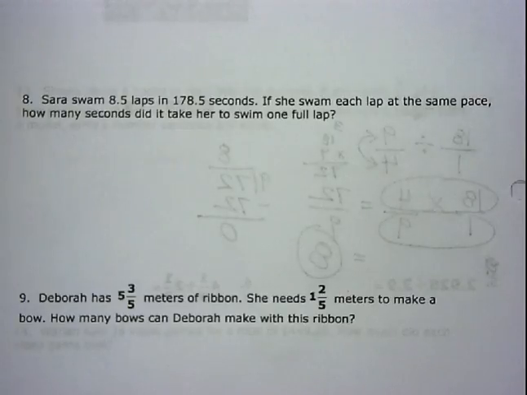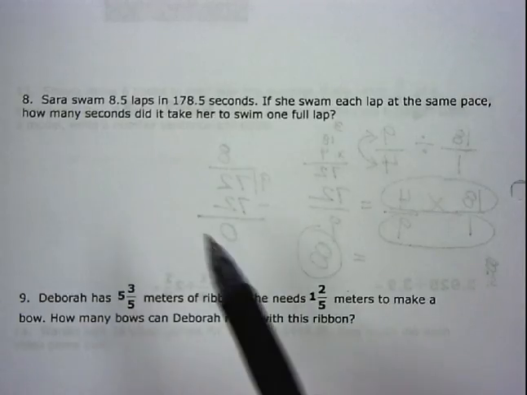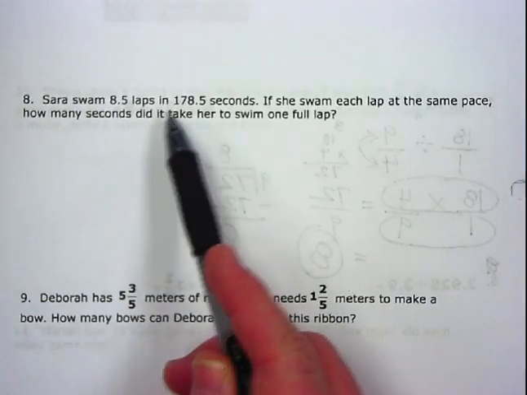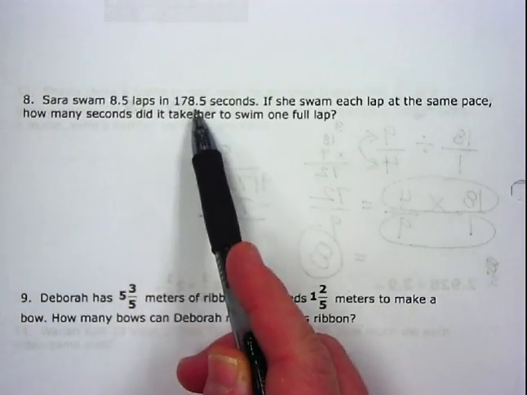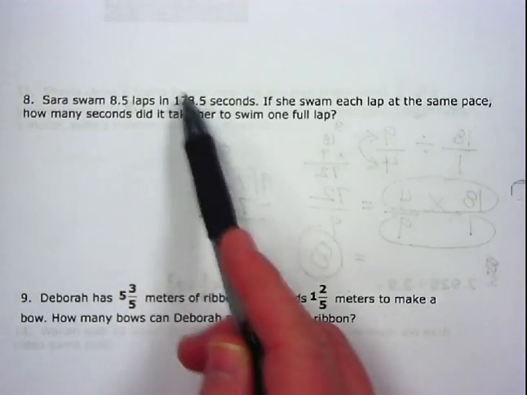Number 8. Sarah swam 8.5 laps in 178.5 seconds. If she swam each lap at the same pace, how many seconds did it take her to swim one full lap? Well, the first thing I'm thinking about is the fact that each lap is going to take less than 178.5 seconds. So I'm going to want to make this smaller.